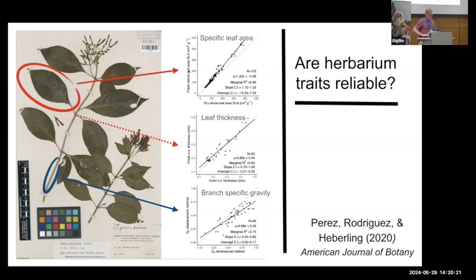measuring fresh whole leaf area over dried mass, which is the standard for measuring specific leaf area, versus, actually it's not shown here, we also did a comparison of using hole punches, but here this is showing using a whole leaf that's already dried and doing that comparison, and the dashed line is the 1-to-1. So you can see there's a little bit of digression from the 1-to-1 line, but it's pretty good, all things considered. Same with leaf thickness, and then also branch-specific gravity at the bottom.